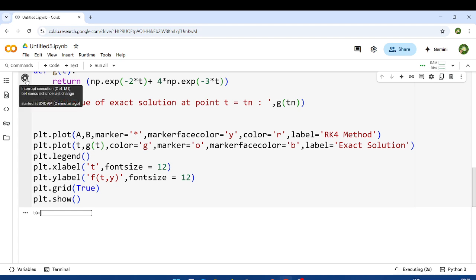First, the value of t0 is 0, which is given in the question, and the value of y0 is 5, which is also given in the question. And I have taken the tn value as 1, and the number of steps I have taken as 1000, and run this code.